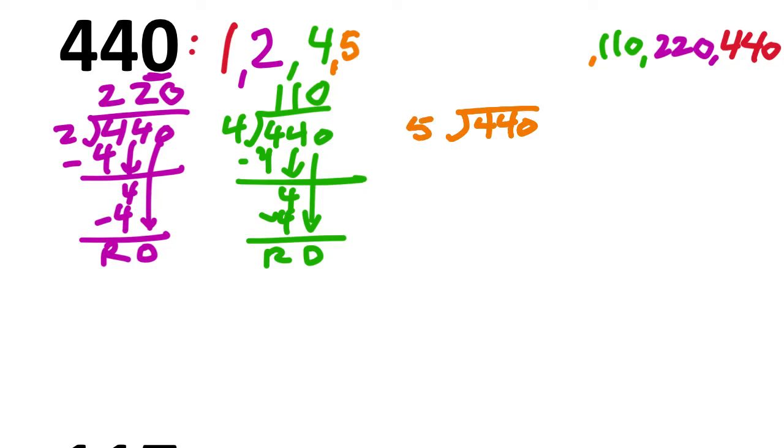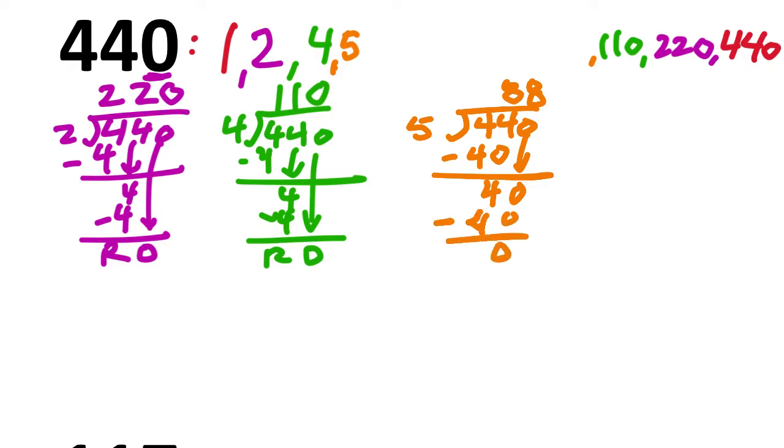5 won't go into 4, but it will go into 44 8 times. 8 times 5 is 40. Subtract, we get 4 remaining out of that. Drop the 0 to make that 40. And 5 will go into 40 8 times. So that's 40 right there. Subtract, we get a remainder of 0, just like we want. So the other factor there would be 88. And again, this means if I paired all these colors together, the resulting product would be 440. 5 times 88 is 440, which is really what the long division shows.